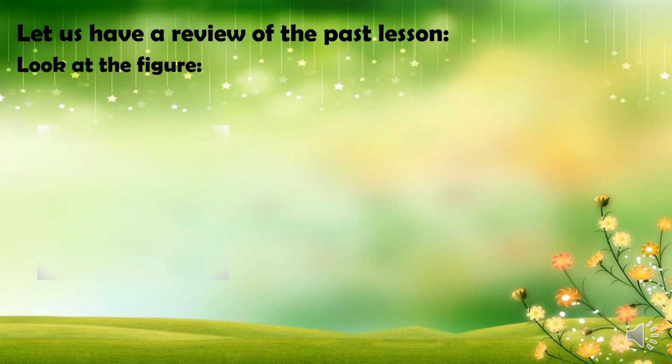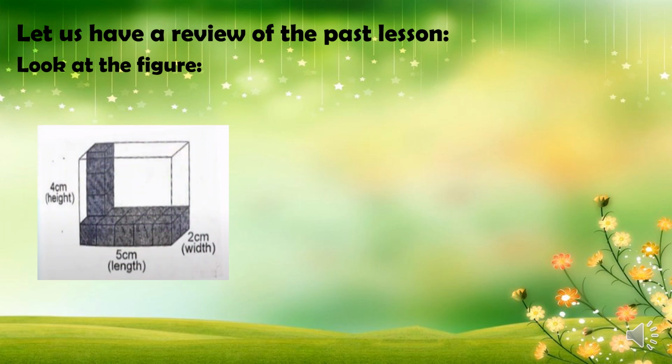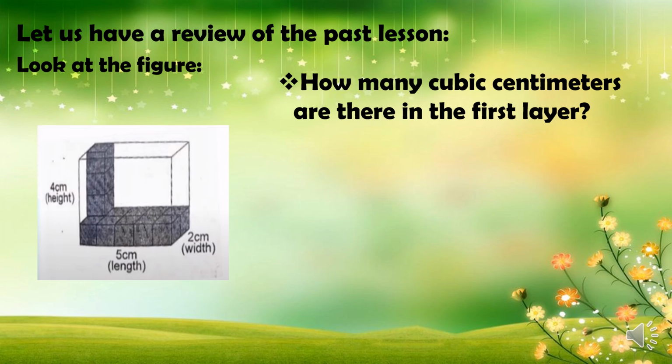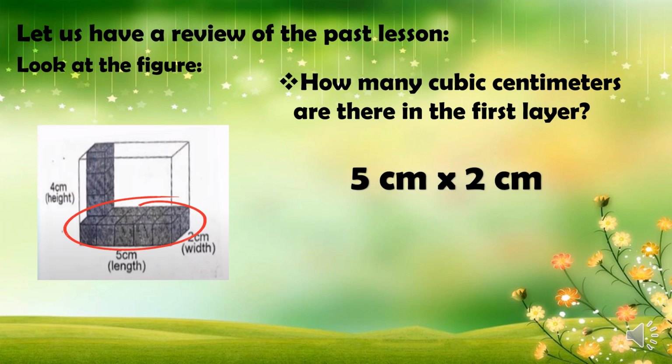Look at the figure. So we have 5 centimeters as the length, 2 centimeters the width, and 4 centimeters as the height. So the question is, how many cubic centimeters are there in the first layer? So this is the first layer. So we have 5 centimeters times 2 centimeters. When we multiply 5 times 2, you will get 10 square centimeters.